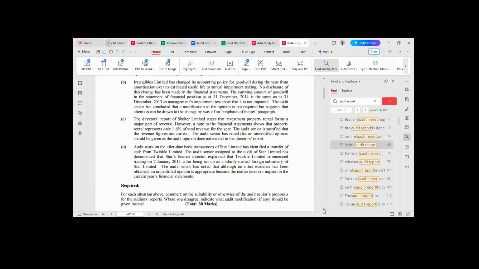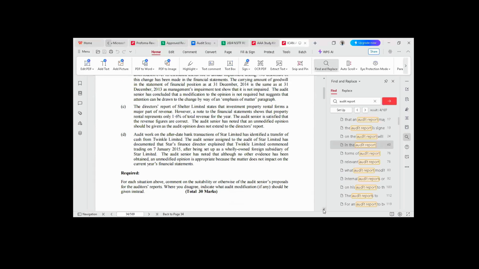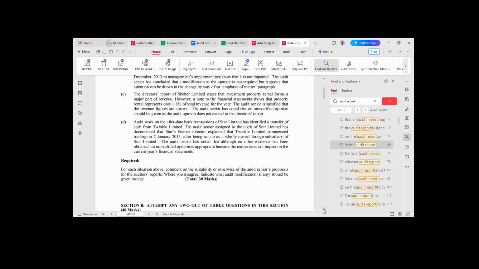Required: for each situation above, comment on the suitability or otherwise of the audit senior's proposal for the audit report. Where you agree, indicate your audit modification, if any, that will be given instead. 30 marks. Now you have a question like this.